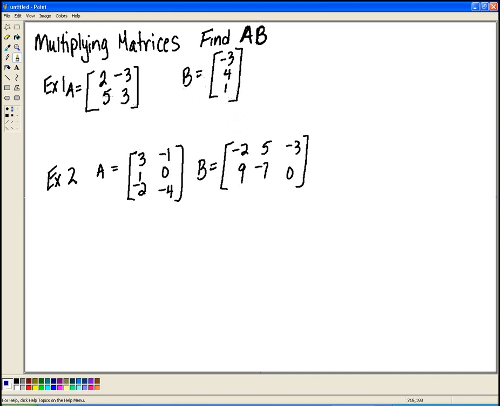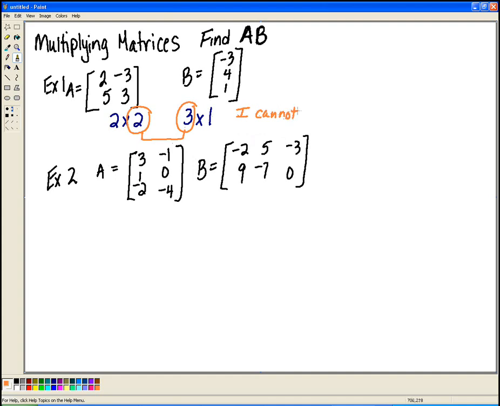So what you're going to want to do is write the dimension of your first matrix. So here I have A, the dimensions are 2 by 2, and then write the dimensions of your second matrix. Here I have 3 rows and 1 column. And what you're going to want to do is look and see if the number of columns, or the second number in your first matrix, matches up to the number of rows in your second matrix. In this first example, I have 2 columns in my first matrix and 3 rows in my second matrix. So I cannot multiply them.